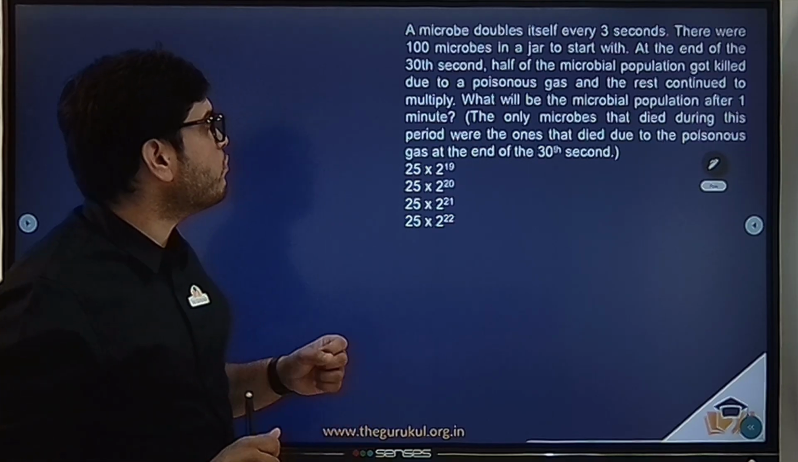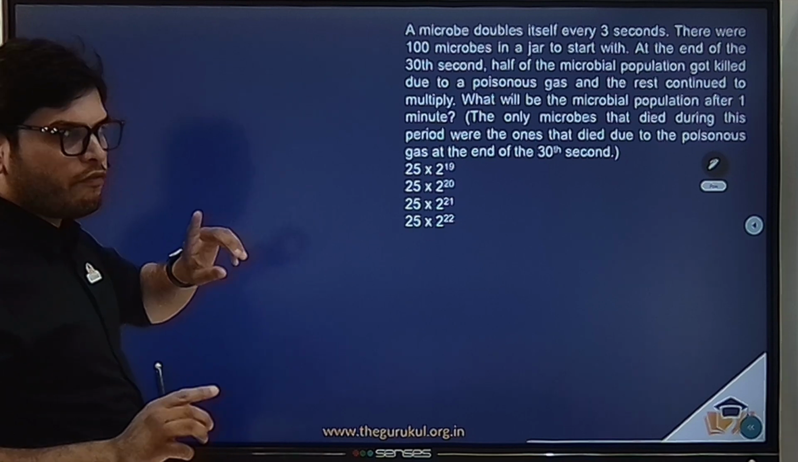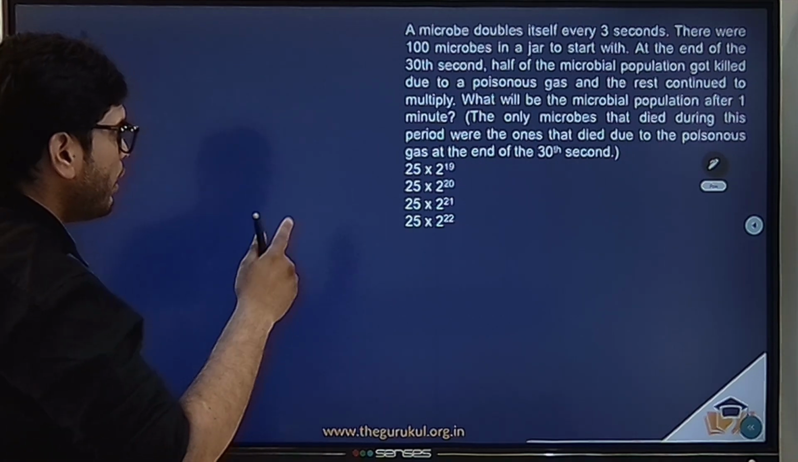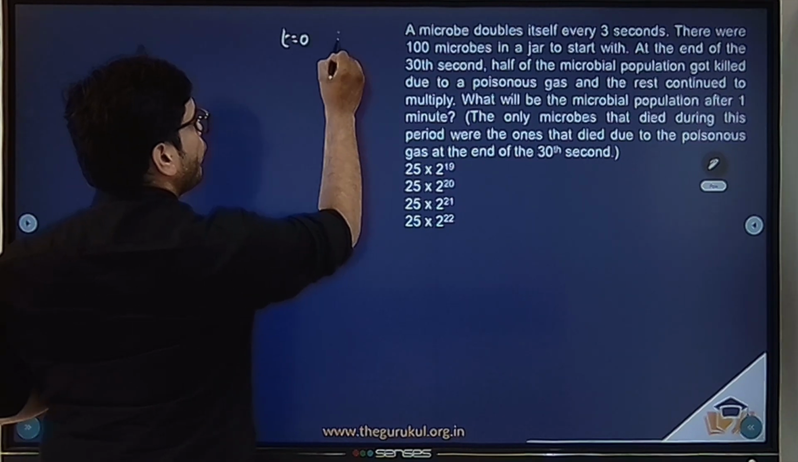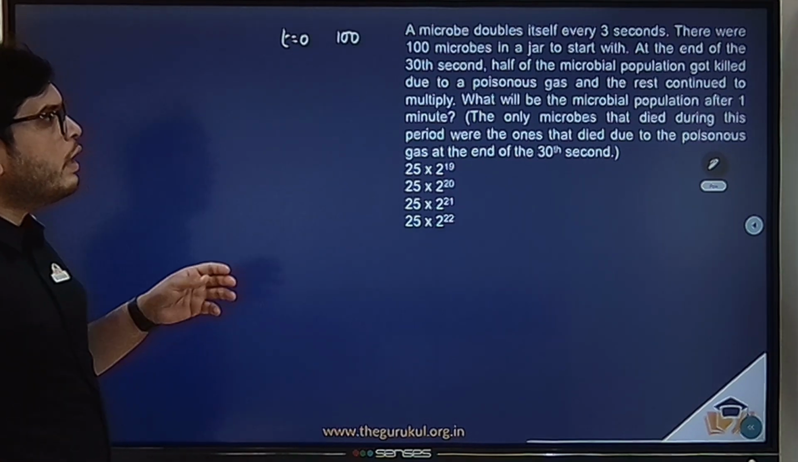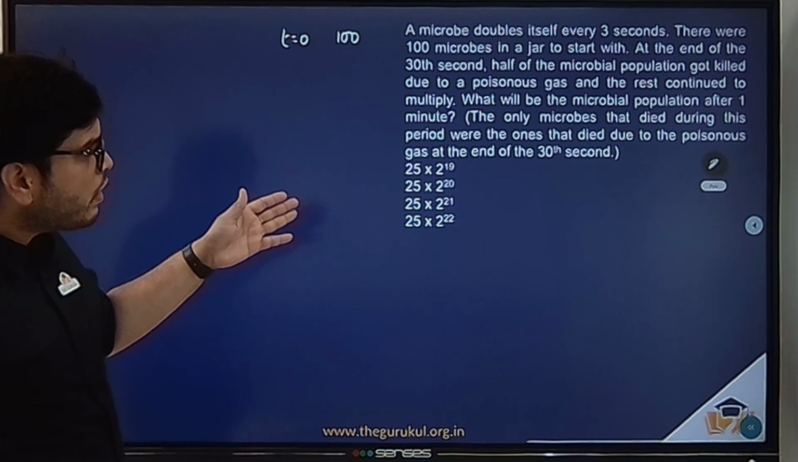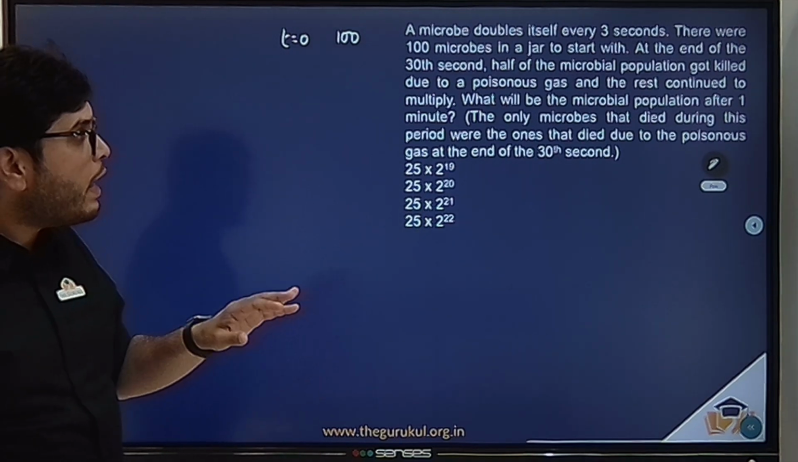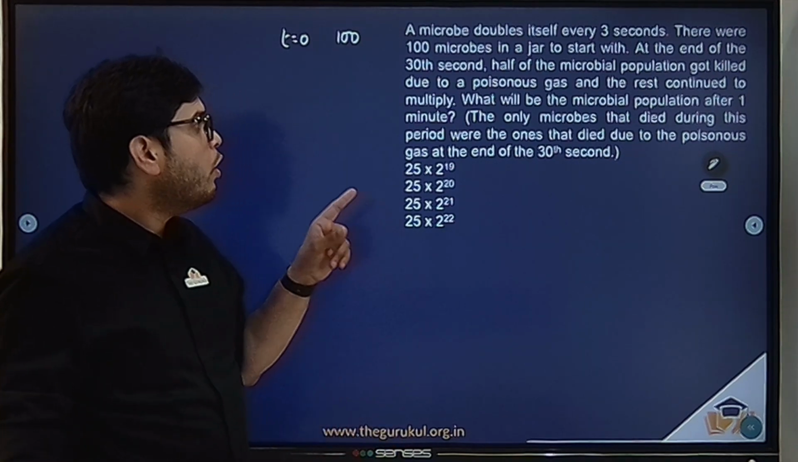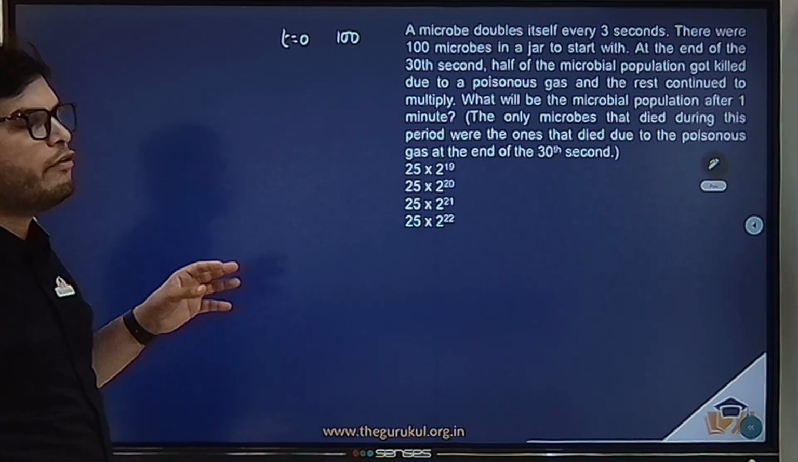Now coming to the second question, a microbe doubles itself every 3 seconds. There were 100 microbes in a jar to start with, so when t is equal to 0, you have 100 microbes. At the end of 30th second, half of the microbial population got killed due to a poisonous gas and the rest continued to multiply. What will be the microbial population after 1 minute?